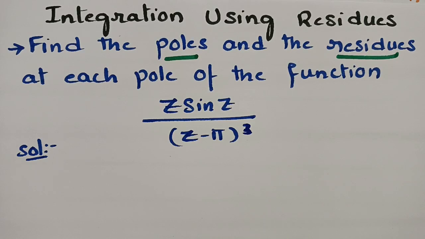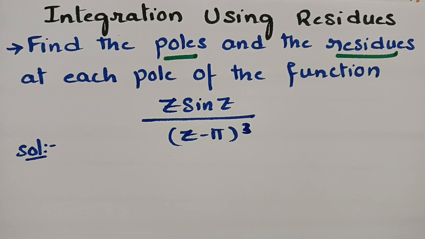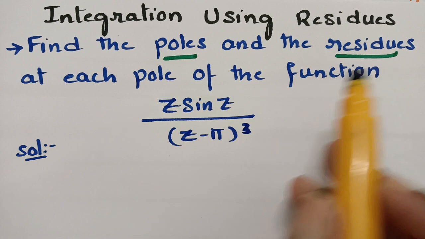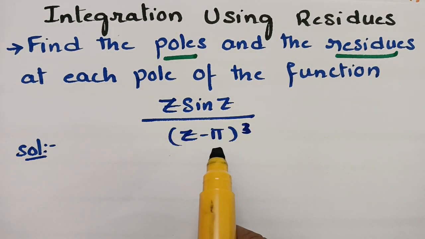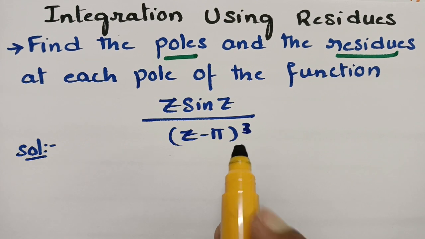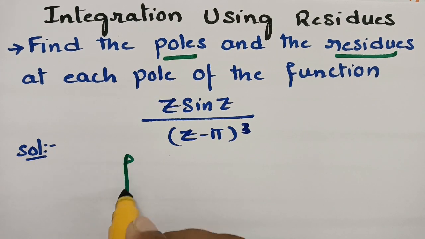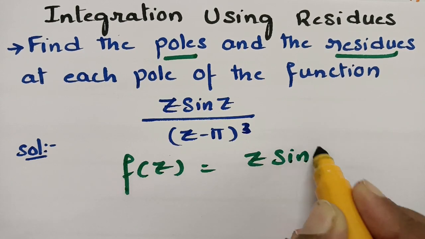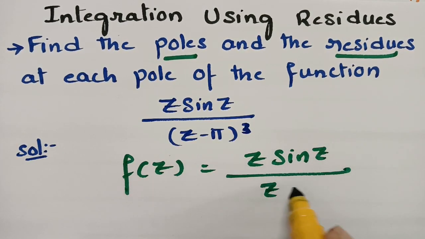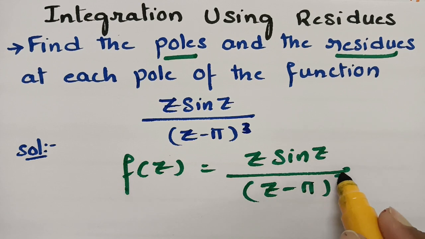Today's video is on integration using residues. In today's video, we are going to find the poles and the residues at each point of the function z sine z by z minus pi whole cube. See here, from the question, it is clearly given as f of z equals z into sine z by z minus pi whole cube.